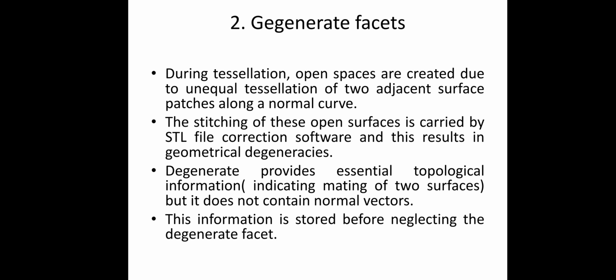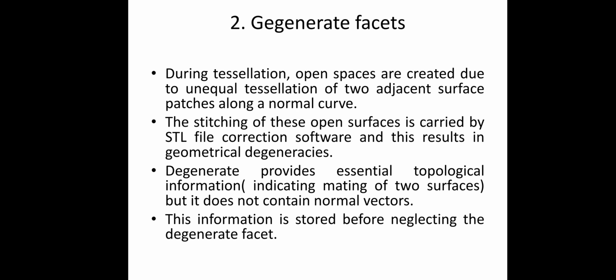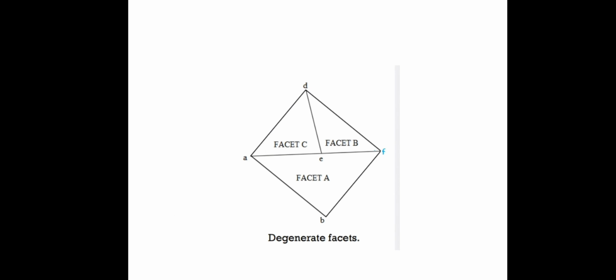During tessellation, open spaces are created due to unequal tessellation of two adjacent surface patches along a normal curve. So you can see two unequal patches. The stitching of these open surfaces is carried out by STL file correction software, and this results in geometrical degeneracies. Degenerate facets provide essential topological information indicating matching of two surfaces, but they do not contain normal vectors. The information is stored before neglecting the degenerate facet.